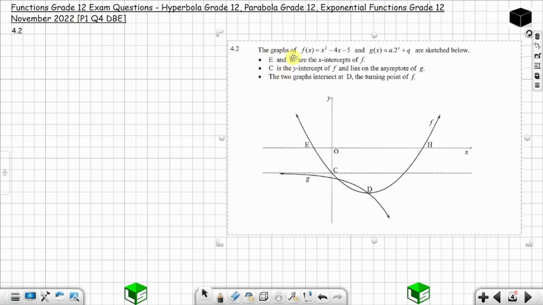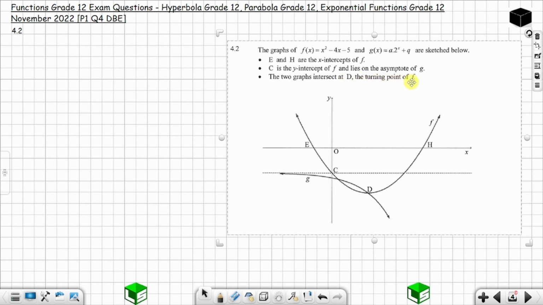4.2, the graphs of f of x is equal to x squared minus 4x minus 5 and g of x is equal to a times 2 to the power of x plus q as sketched below. E and h are the x-intercept of f. C is the y-intercept of f and lies on the asymptote of g. The two graphs intersect at D, the turning point of f.